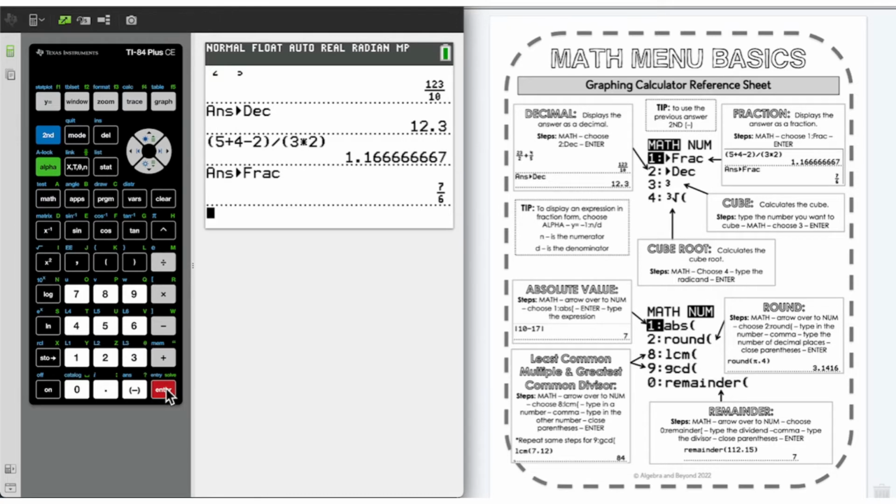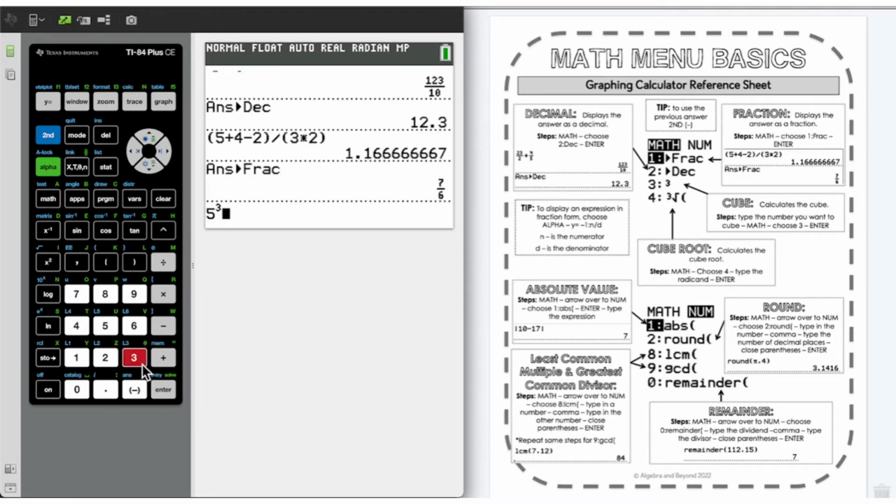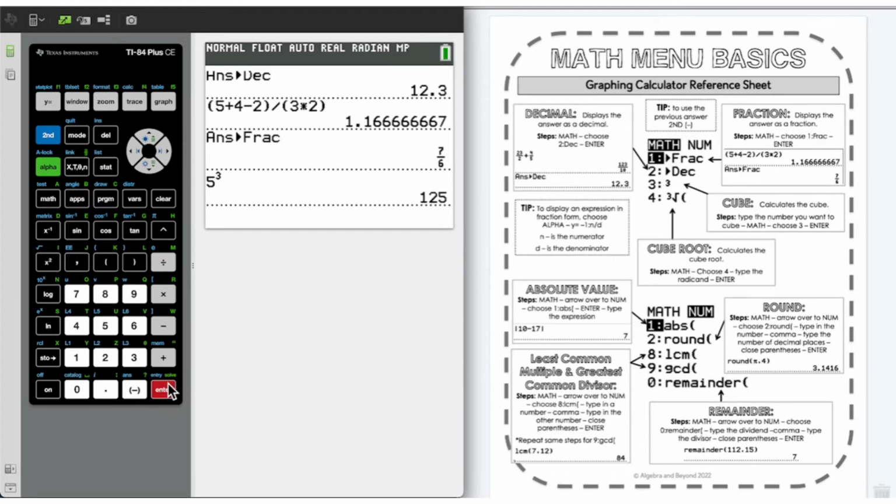Okay, some other keys in the math menu math section option. If we want to, for example, cube something, let's cube 5, then we'll click on math and we'll choose number 3. Often we teach students to use the caret, but sometimes this is a little bit quicker. So I'll choose 3. And it will cube number 5 for me to be 125.